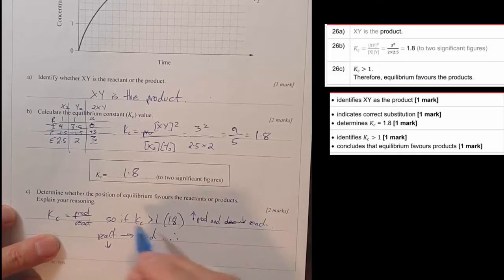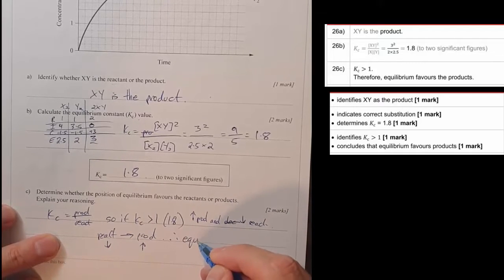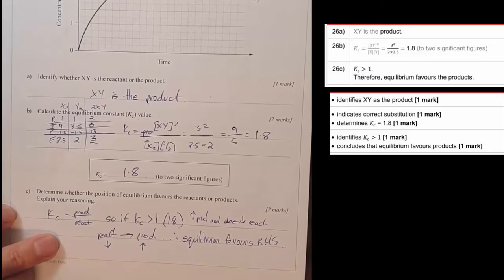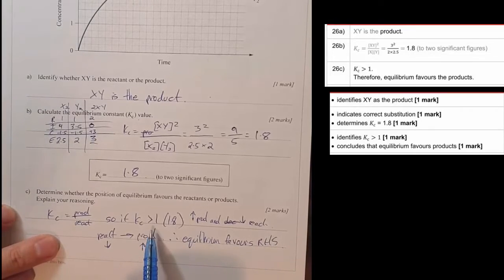Therefore, equilibrium favors the right hand side. All right, Maxime says equilibrium favors the products. K is greater than 1. Right hand side should be fine as well.